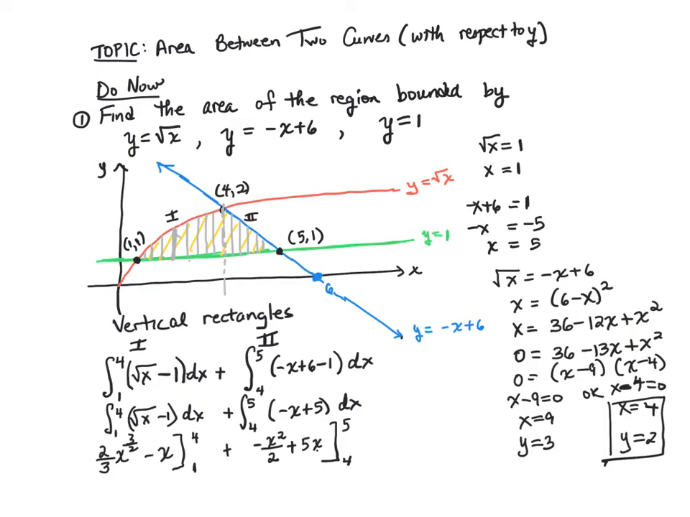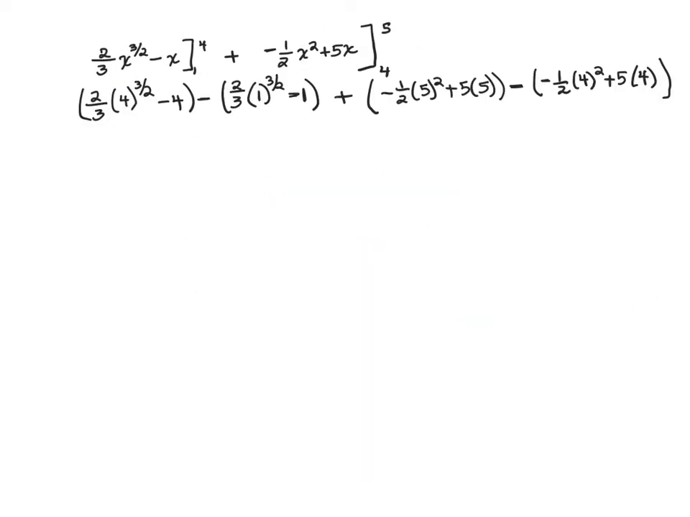Now let's continue on the next page. So using the first fundamental theorem of calculus, we substituted 4 into the antiderivative, and then 1 into the antiderivative, put parentheses and subtract, and then in the other piece we substituted 5 into the antiderivative, 4 into the antiderivative, and subtracted. Now let's work this out.